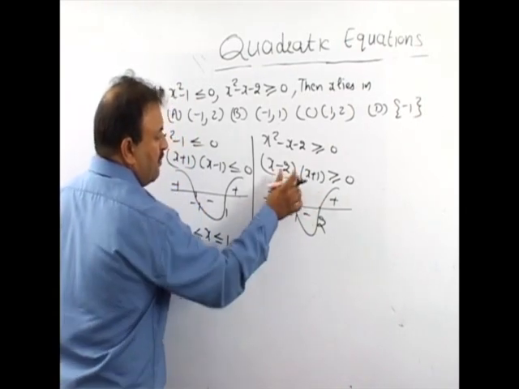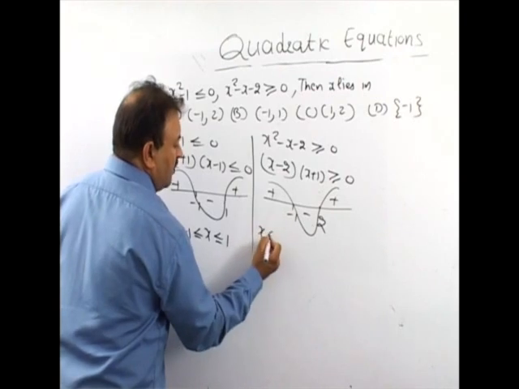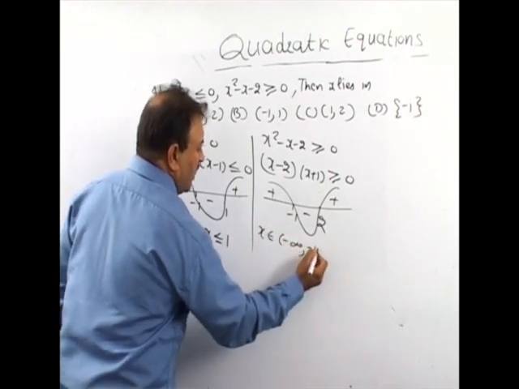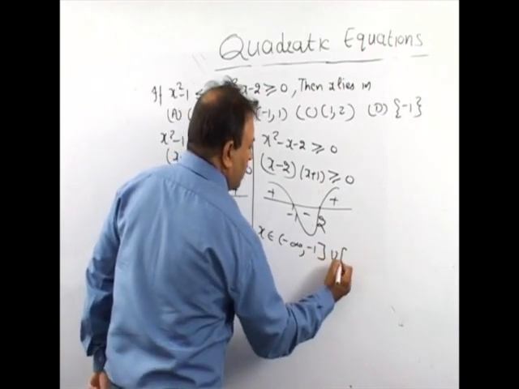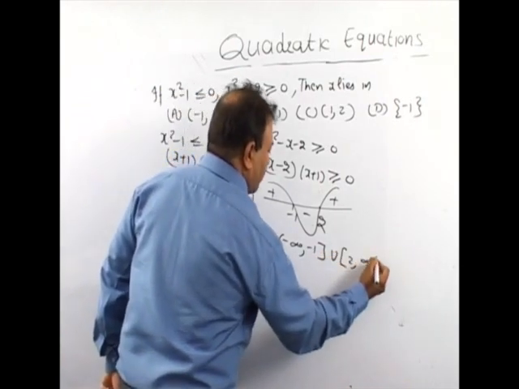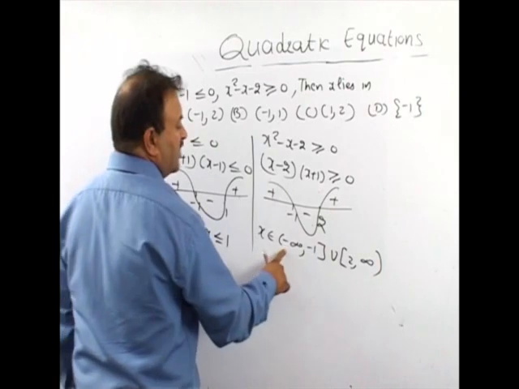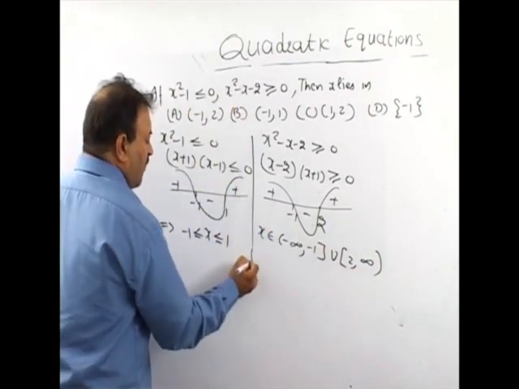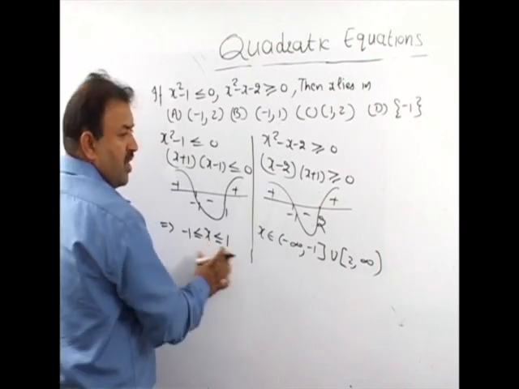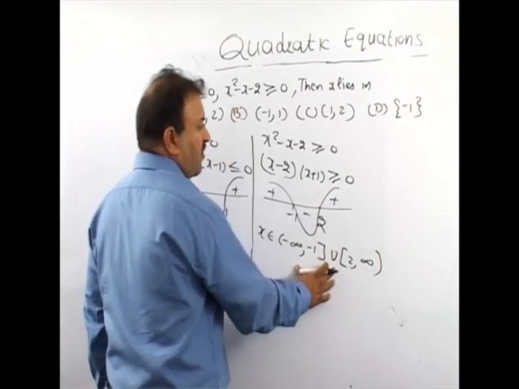This expression will be positive when x is from minus infinity to minus 1, closed at minus 1, union 2 to infinity. Infinity and minus infinity always come in the open bracket. This is the result of the first given quadratic inequality, and this is the result of the second quadratic inequality.